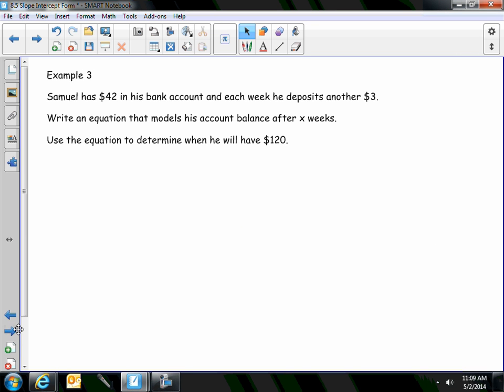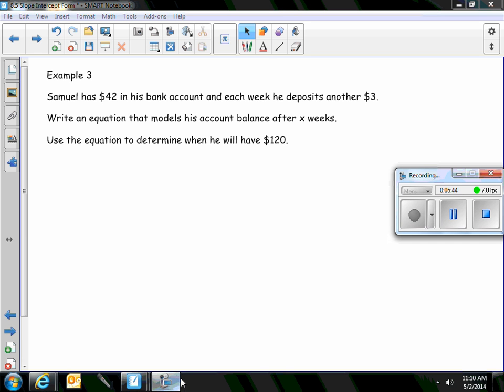In example 3, Samuel has $42 in his bank account, and each week he deposits another $3. Write an equation that models his account balance after x weeks. Use an equation to determine when he will have $120. Again, using the slope-intercept form, set up an equation to represent this example.